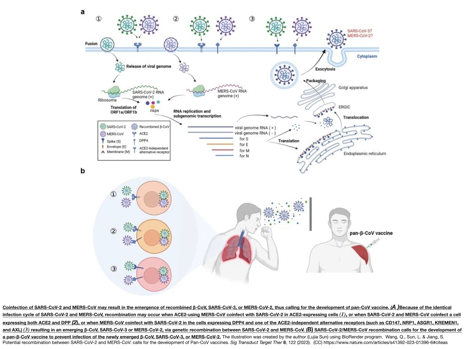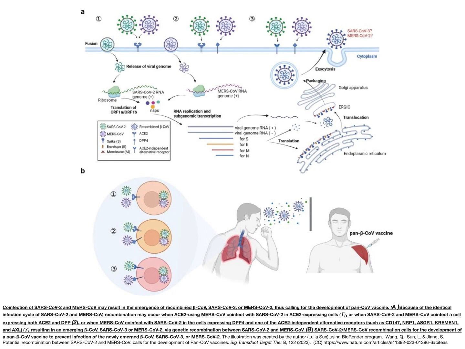1. Or when SARS-CoV-2 and MERS-CoV co-infect a cell expressing both ACE2 and DPP4. 2. Or when MERS-CoV co-infect with SARS-CoV-2 in the cells expressing DPP4 and one of the ACE2 independent alternative receptors. 3. Resulting in an emerging beta-CoV SARS-CoV-3 or MERS-CoV-2 via genetic recombination between SARS-CoV-2 and MERS-CoV.